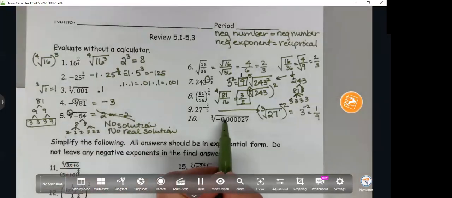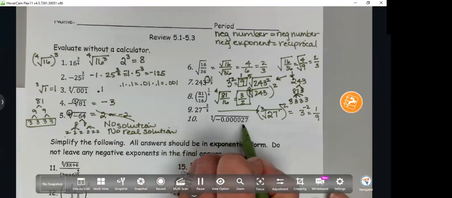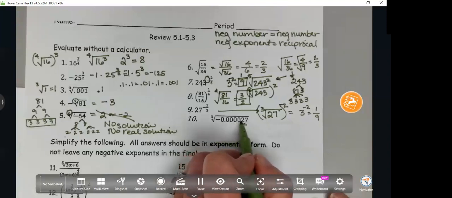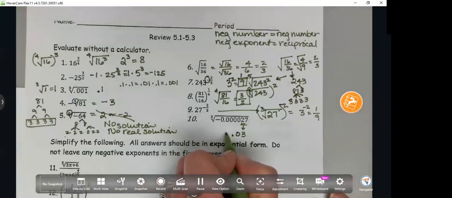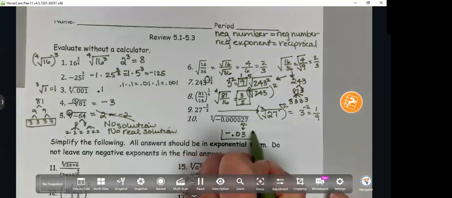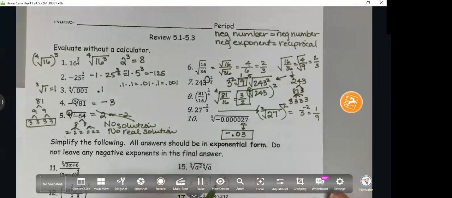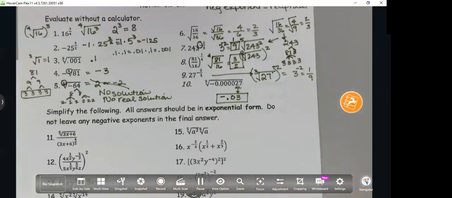And then here we've got 0.000027. We know that this number here is going to be 3. And then since it's the cube root, we have to move the decimal, 1, 2, 1, 2. And it would be a negative. You can have a negative out of a cube root. Okay. All right. Hopefully that helps.